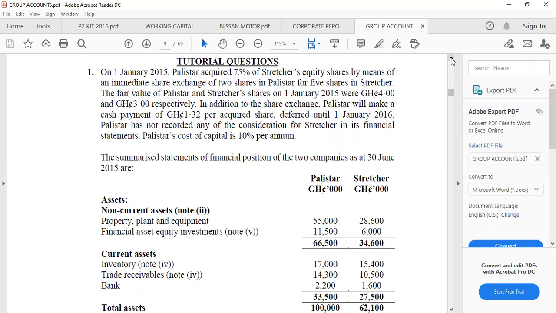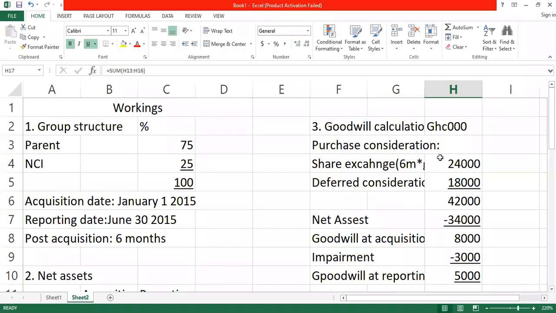So it means that these shares will be valued at the parent share price at the date of the acquisition. So you can say the fair value of the Pallister and Stretcher shares on January 15 were 4 million and 3 million respectively. So the share price of the parent is what? 4 cities. They are going to use it to multiply the 6 million shares, because the shares are for the parent and they have to use the parent share price. So 4 times 6 will give us 24 million. That was how we got the share exchange to be 24,000.